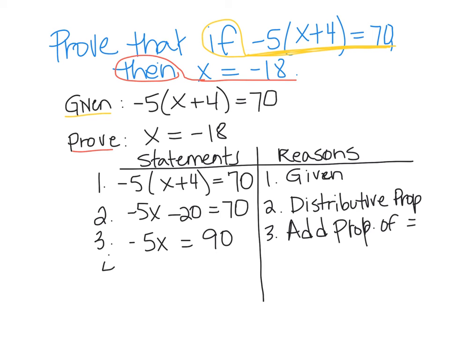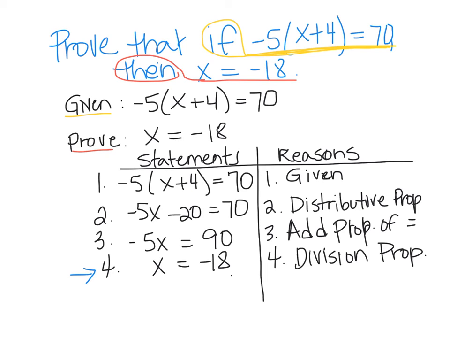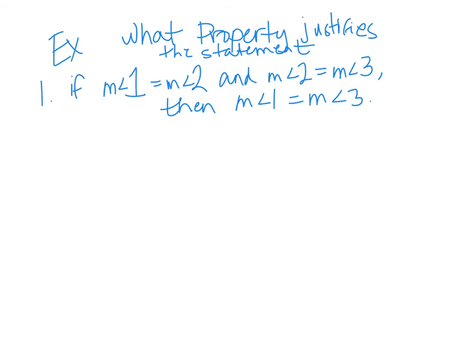Now, I'm going to do the next step. I get x equals negative 18. How did I get that out of the negative 5x equals negative 90? Well, right next to where I find my result, the way I got that answer, that was the division property of equality. Okay. Oh, and notice that this right here is the same as what I'm trying to prove, and now I'm finished.